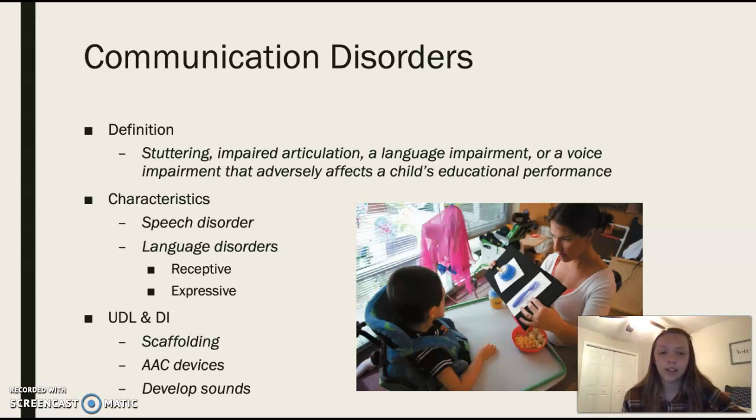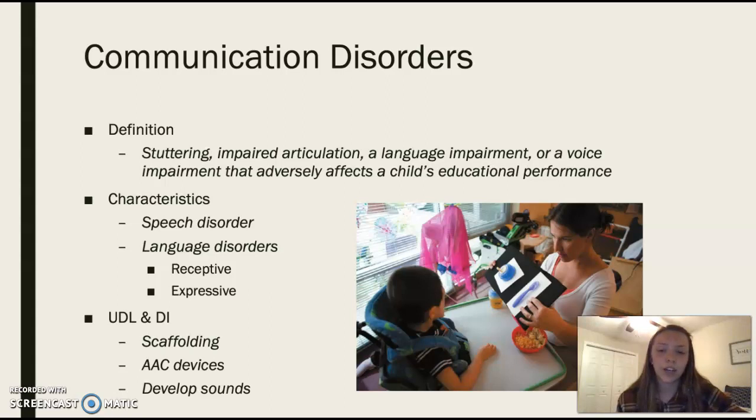If a child has difficulty producing a sound, we would work with them, helping them strengthen their oral motor movements so that they can produce that sound. And then language disorder, there are two types, receptive and expressive. A receptive language disorder is having difficulty receiving or understanding information being given to them. And expressive is having difficulty formulating and expressing those ideas and information using their language.